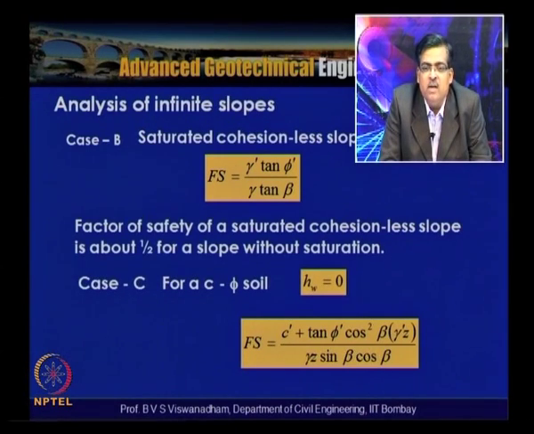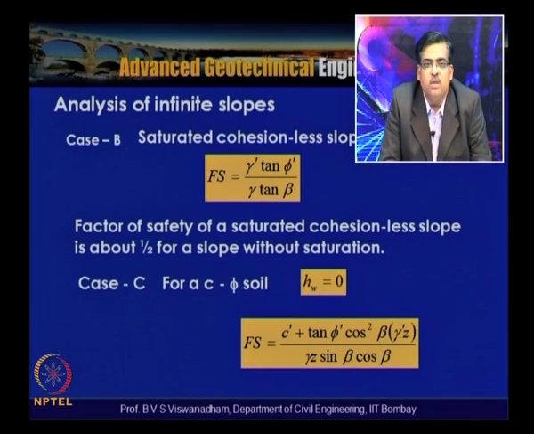And in case C, when we substitute HW is equal to 0 in the expression we derived for infinite slope stability analysis, we get for a C phi soil, factor of safety is equal to C dash plus tan phi dash into cos square beta into gamma dash z, divided by gamma z sin beta cos beta, where beta is the slope inclination, phi dash is the angle of internal friction of the soil, and C dash is the effective cohesion of the soil.